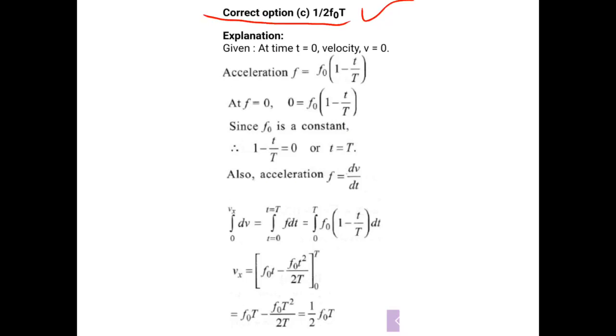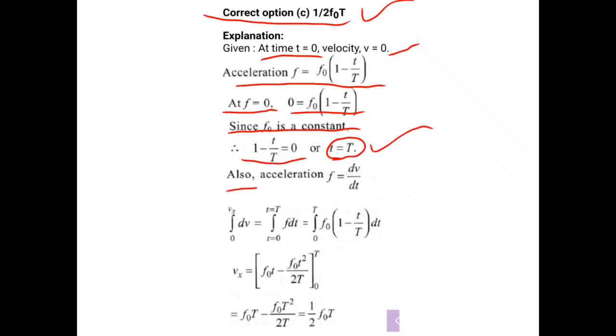You know, at time t = 0, velocity v = 0. They have given the equation f = f0(1 - t/T). Here at f = 0, if you substitute, since f0 is constant, you can write 1 - t/T = 0. That means small t is equal to capital T. So acceleration f is equal to dv/dt. So dv is equal to f dt.